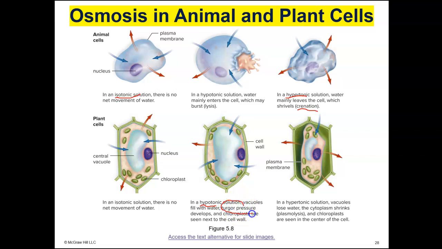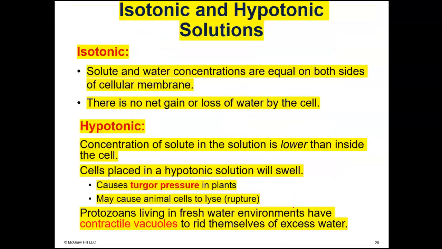Turgor pressure. And if the plant cell is placed into a hypertonic solution, the plasma membrane will pull away from the cell wall. Under the microscope, you'd see all of the chloroplasts kind of cluster together in the center, in one big cluster, because the cell is actually shrinking and the plasma membrane is pulling away from the cell wall. So the cell wall doesn't really change shape, but the plasma membrane pulls away from it. And we call that plasmolysis. So that happens in a hypertonic solution.